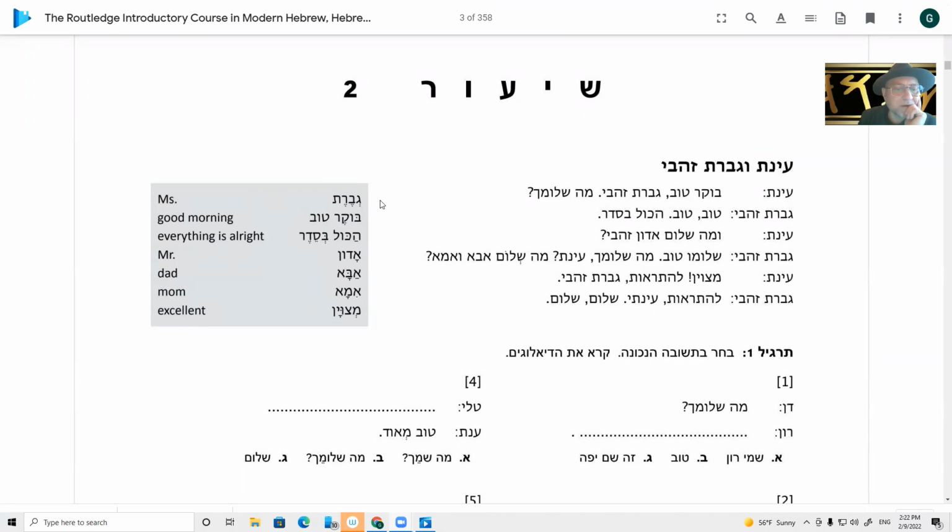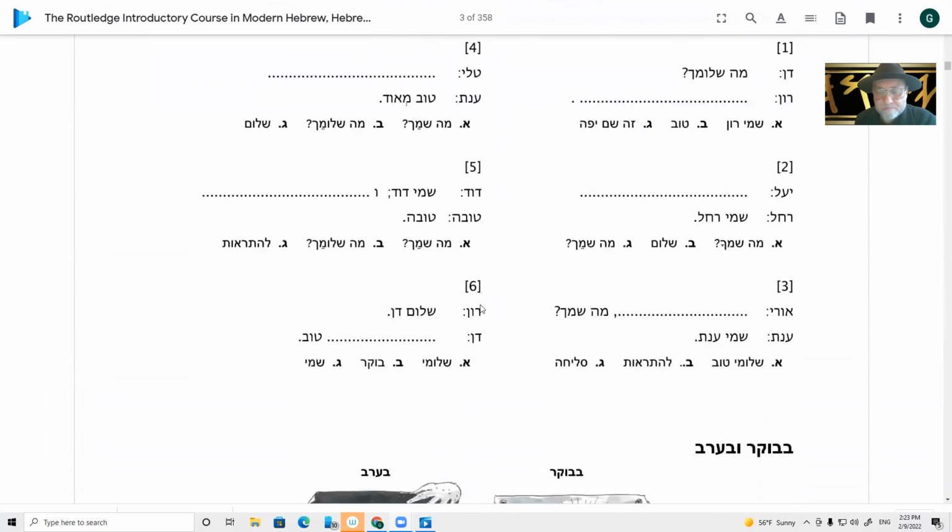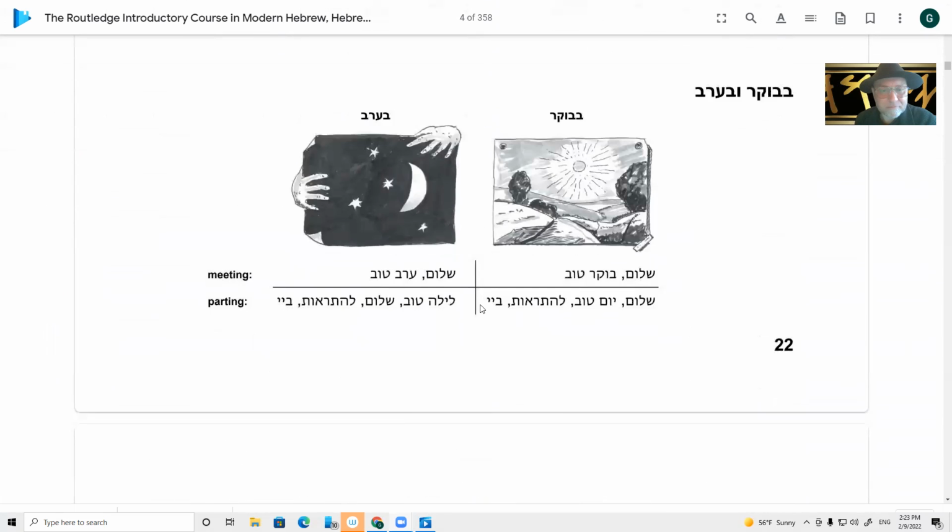For the word miss, we have Geveret, looks like, with a segol. Good morning, Boker Tov. Everything is all right, Hakol Besder. Mr. is Adon. Isn't that something? It's almost like master or lord, but in modern Hebrew, Adon is Mr. Okay, Abba is dad. Mom, Ima. The word excellent, Metsuyan. Okay, so then we're going to be trying to interpret or translate these in the next video I do, and we'll see what we can come up with.